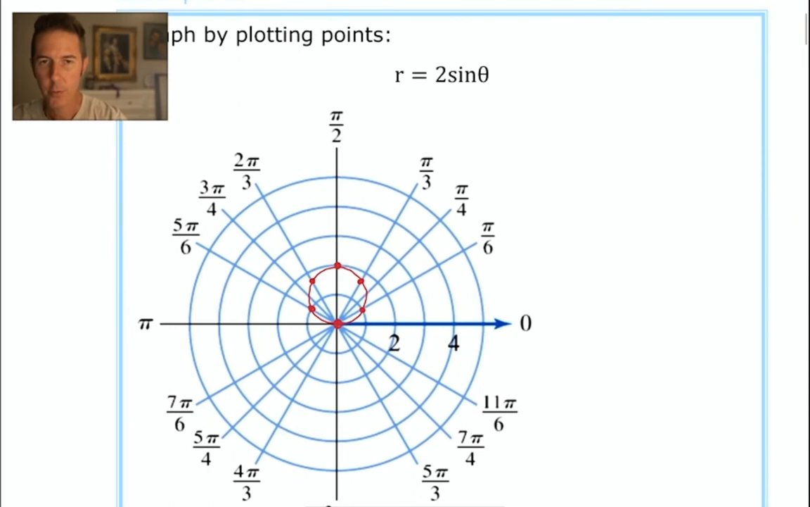You'll notice that the coefficient in front of the sine function was 2, and that the diameter of this circle is 2. Not a coincidence.